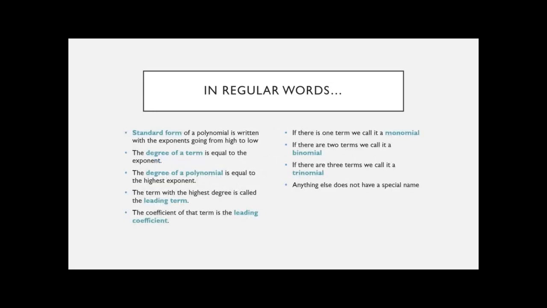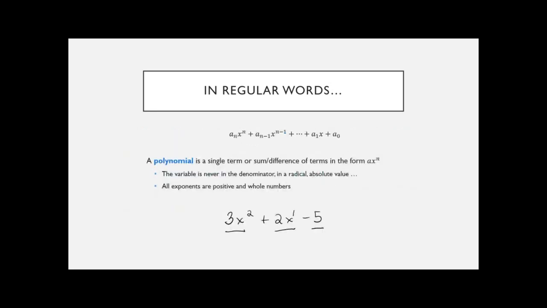So that's the degree of a term. And the degree of the entire polynomial is equal to the highest exponent. So what I have here is a degree 2 polynomial, because that's the highest exponent.